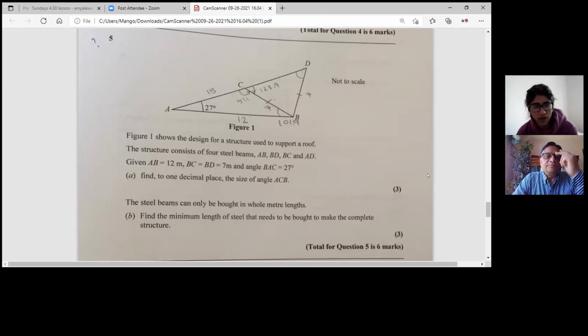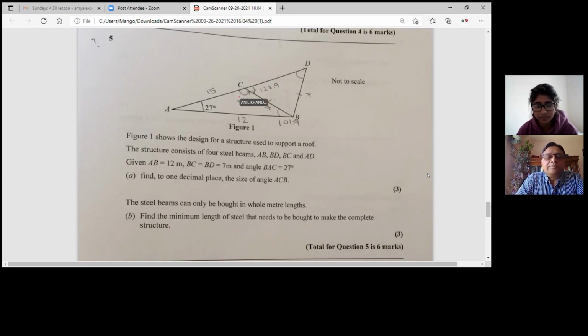Figure 1 shows the design for a structure used to support a roof. The structure consists of 4 steel beams, AB, BD, BC, and AD. Given that AB is 12 meters, BC equals BD, which is 7 meters, and angle BAC is 27 degrees. Part A, find to 1 decimal place the size of angle ACB. Yes, this angle you have to find, right?